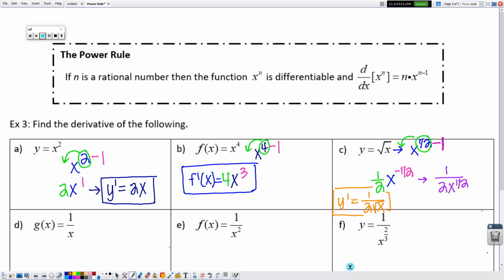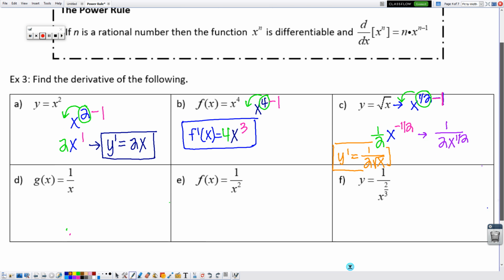That would be my final answer, because I'm always trying to model exactly what they've given me. If they give me a radical, I end in a radical. If they give me a fraction, I end in a fraction. If they give me one piece, I end in one piece. If they're all different separate parts, then I do all different separate parts.